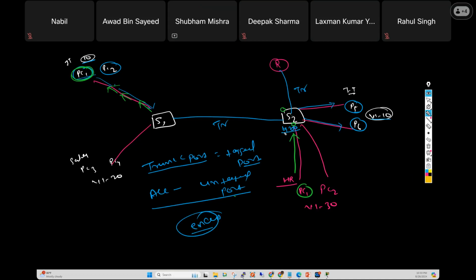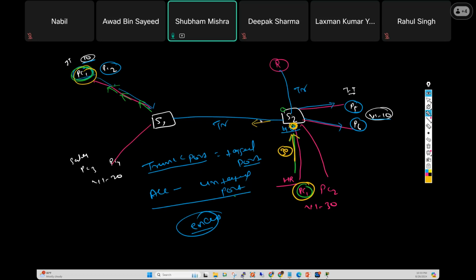Try to understand what I'm trying to say. For example, from here to here you are pinging. The packet will reach switch number 2. This interface is a part of VLAN number 30. What will the switch do? The switch will forward this packet through all the interfaces which are a part of VLAN number 30, as well as the trunk port, if this is a broadcast packet. I'm telling you about broadcast, not unicast. So this switch will forward this packet through the trunk port also.